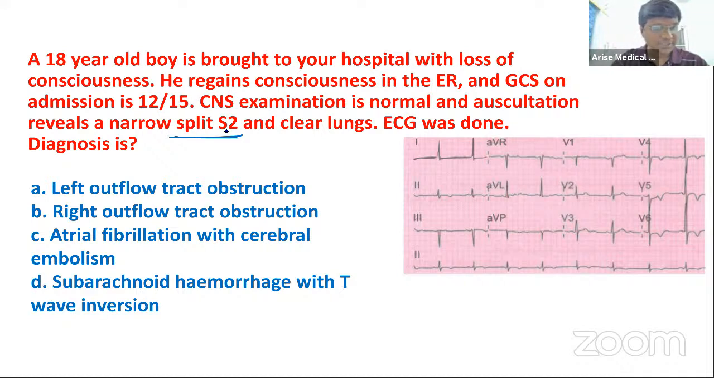No, it is not subarachnoid hemorrhage. So in subarachnoid hemorrhage, do you think that you will have that narrow split S2? Do you have narrow split S2 in subarachnoid hemorrhage? Right outflow tract obstruction. Okay, right.